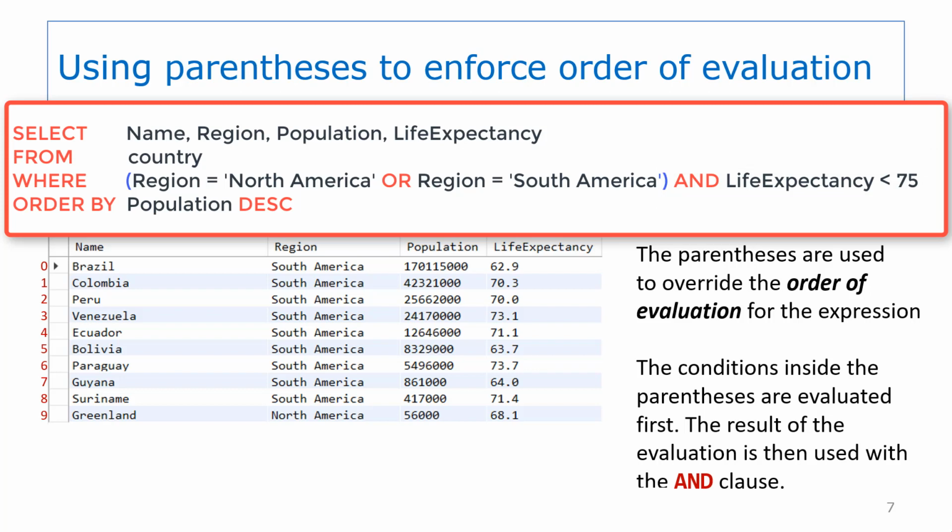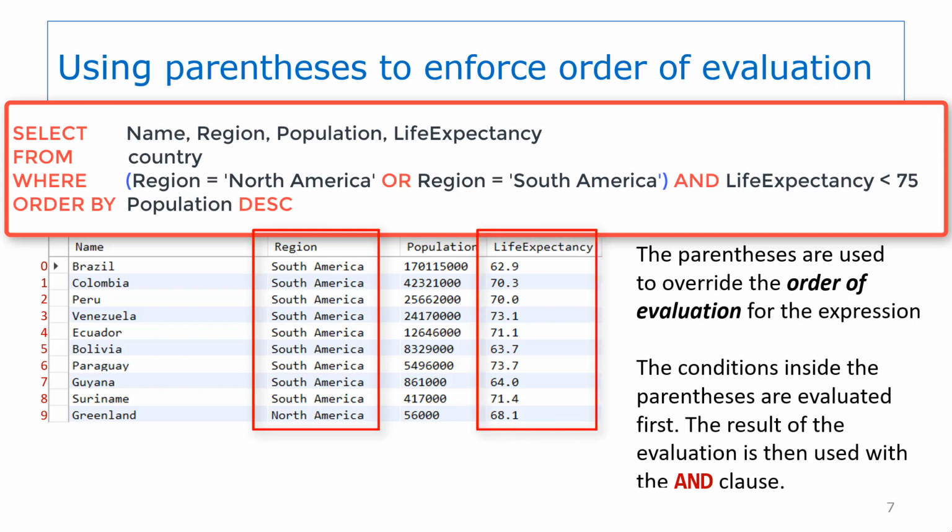By using the parentheses, you have taken control of the order of precedence. Rather than use the default rule for evaluation, you've promoted the OR condition so that it is evaluated before the AND. The result is that you now have the correct data in the result set. You have only countries that are in North or South America where the life expectancy is less than 75.